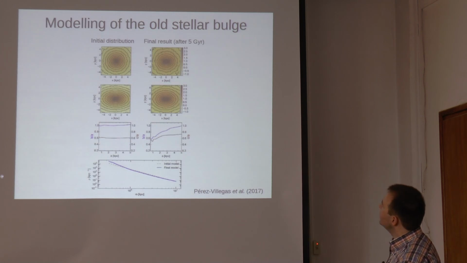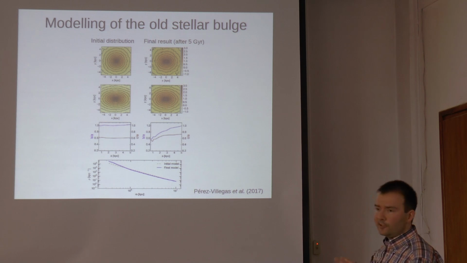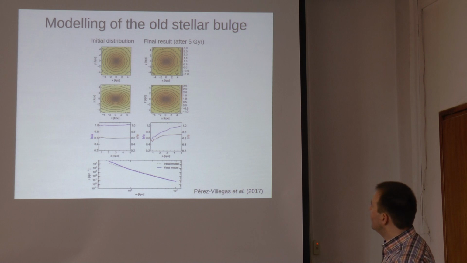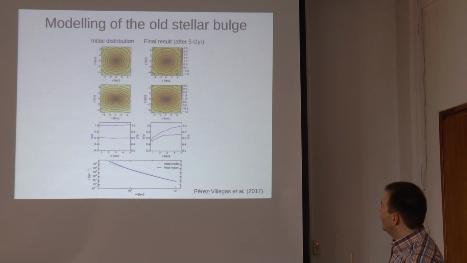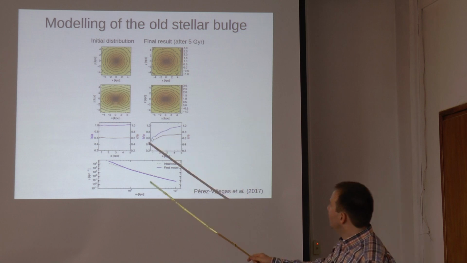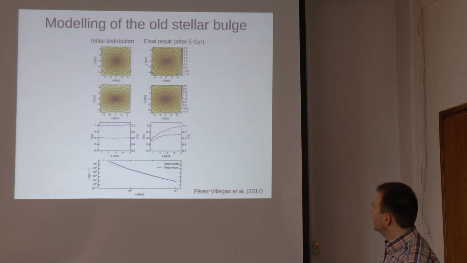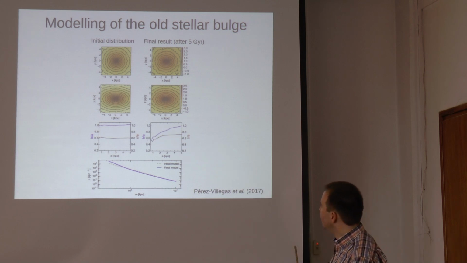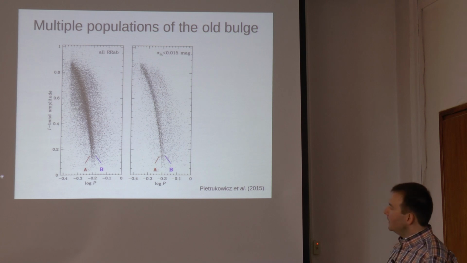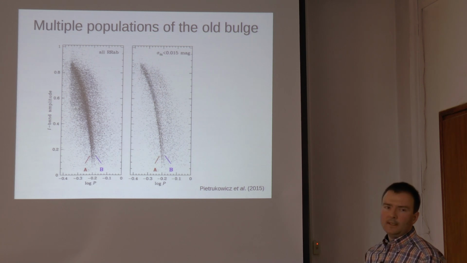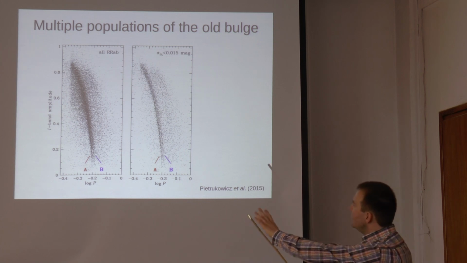And this was recently confirmed by modeling of the old bulge in the gravitational potential of the massive bar, and indeed we must see an ellipsoid. So these are axis ratios. And then there was another interesting discovery from OGLE data. So this is a very simple plot.